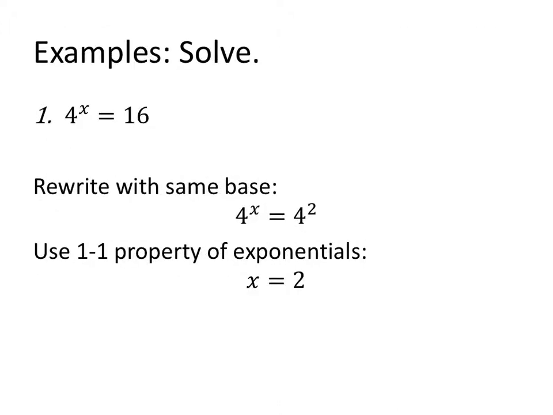Now, if we start with something simple, like 4 to the x equals 16, don't let it overwhelm you. Keep in mind, 16 is the same as 4 squared, and the one-to-one property of exponentials says if two things with the same base are equal, then their exponents must be equal. So if 4 to the x equals 4 squared, it must be that x equals 2.